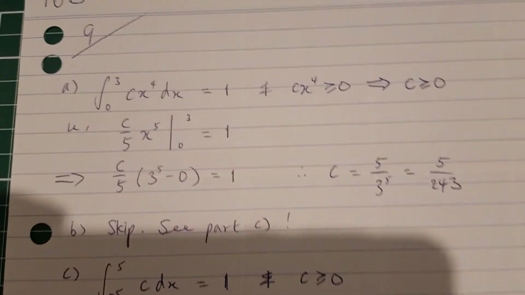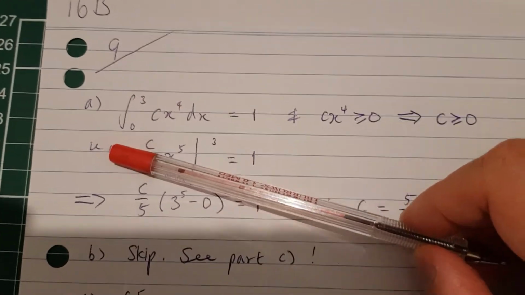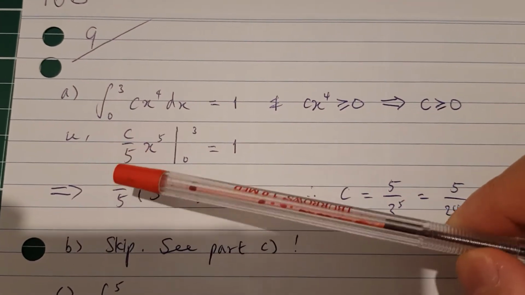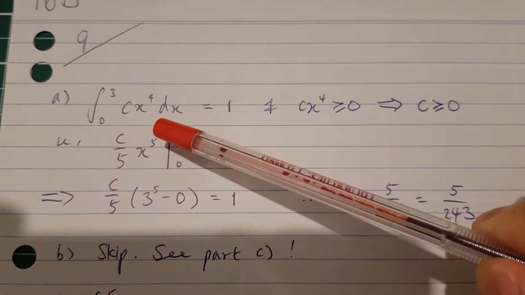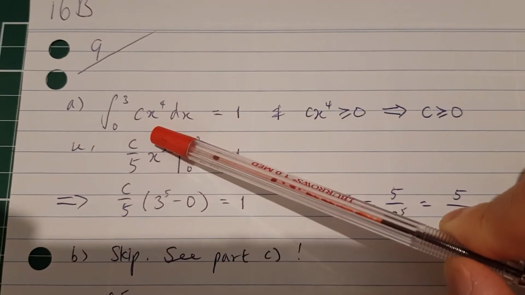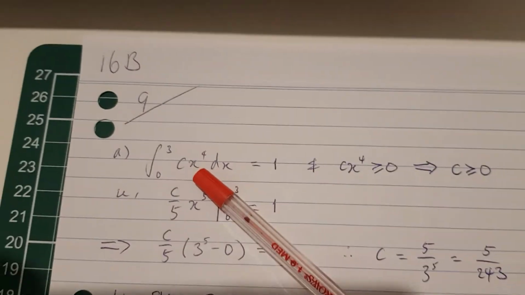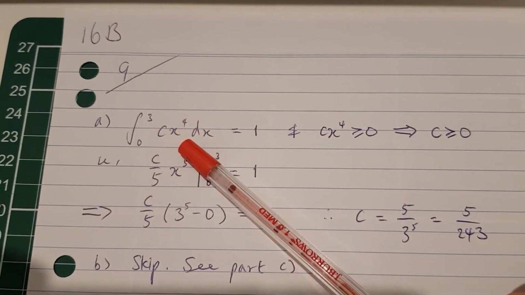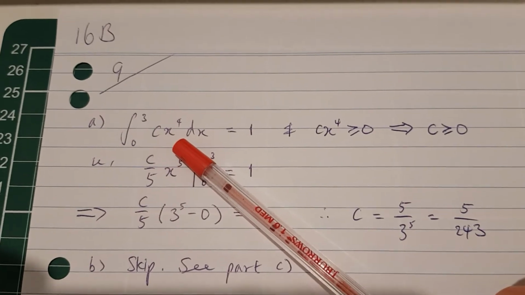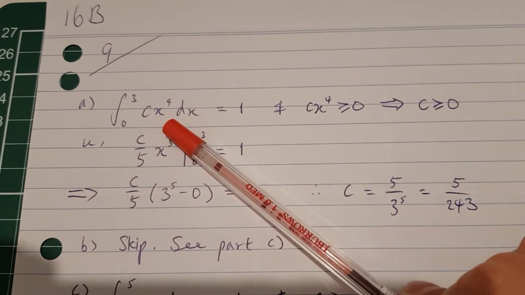So this question 9 is basically where you have to find all these values for C in different parts like B, C, and D. So A is given, so the little f of x function is given as C x to the 4, and that's given as a PDF function.